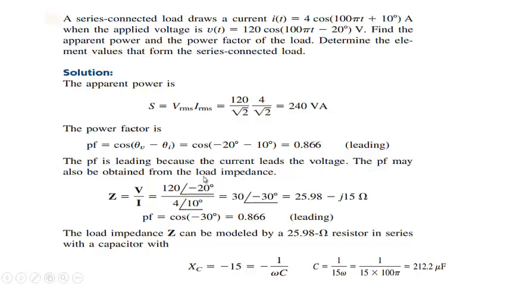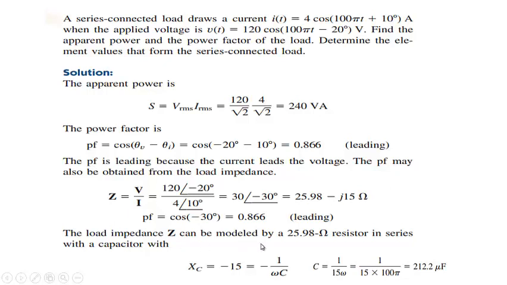The power factor may be obtained from the load impedance as well. So load impedance Z is equal to V by I. That is equal to 120 angle of minus 20 over 4 angle of 10. That is equal to 30 at an angle of minus 30. So this is also the power factor angle. That is minus 30. Cos of minus 30 is again equal to 0.866 leading. You can see from here, since this is minus, and we know that the minus reactance is of capacitance. So in that case, we have a capacitance whose reactance is 15 ohm.